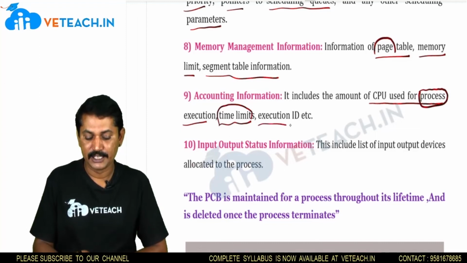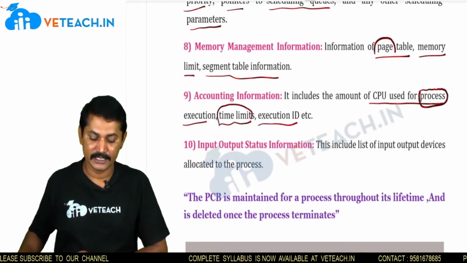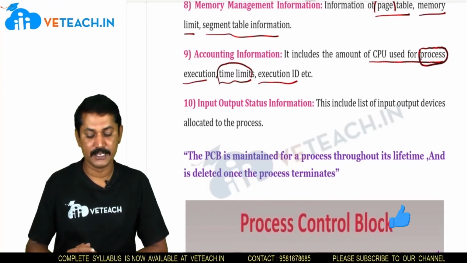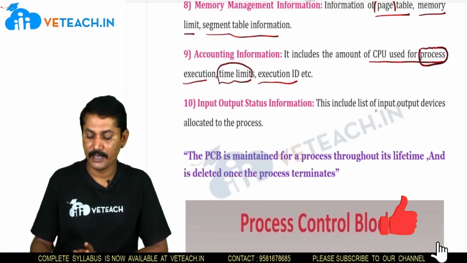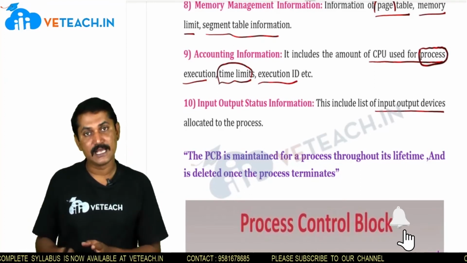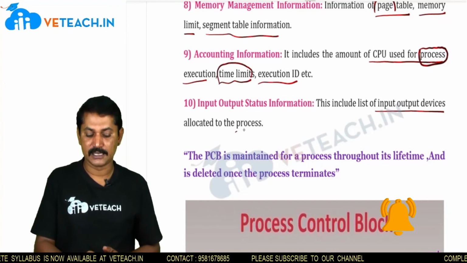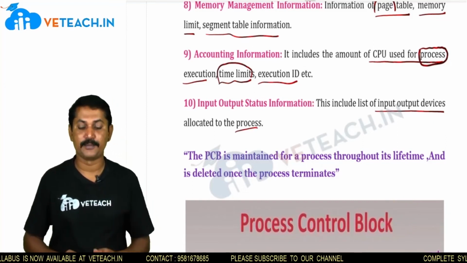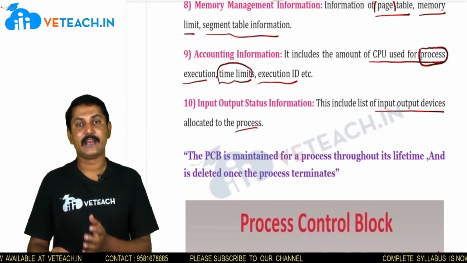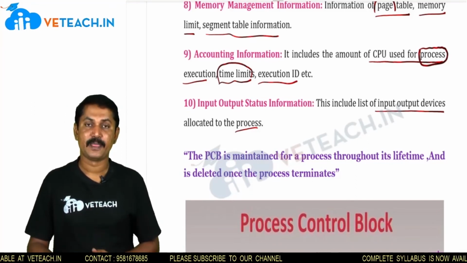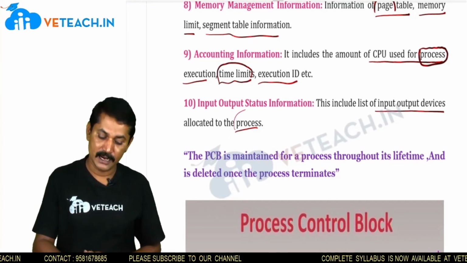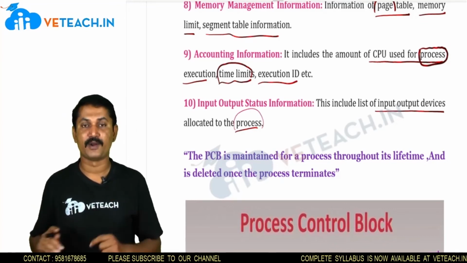Next one is execution ID, that means unique identification for execution. Next one is input output status information. This includes the list of input devices and output devices that are allocated to the process. That means suppose there is a particular process, like P1, and it is allocated some input devices and some output devices. Their information is maintained here for that particular process.